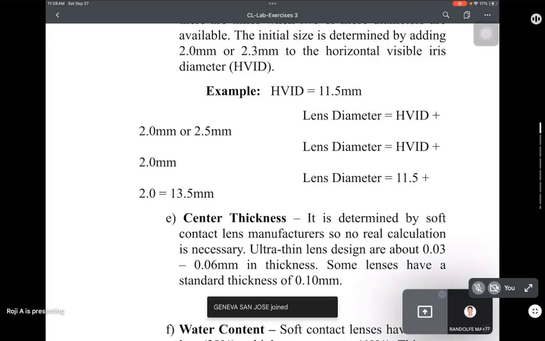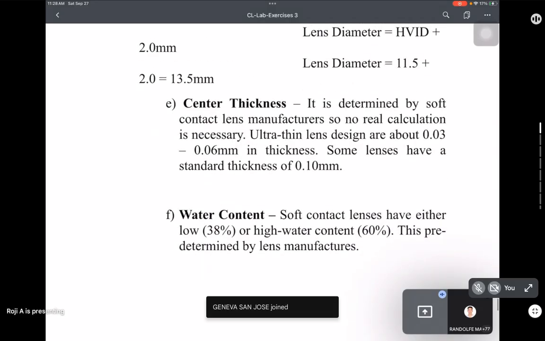Now, for center thickness, as you can see, this is a range also. You have the standard thickness of 0.10. So everything that is above that, you might have a problem. Number one, awareness, meaning when you're wearing it, you can feel it, it's thick. Number two is hypoxia, or vice versa. Maybe the first concern is hypoxia, the second is awareness.